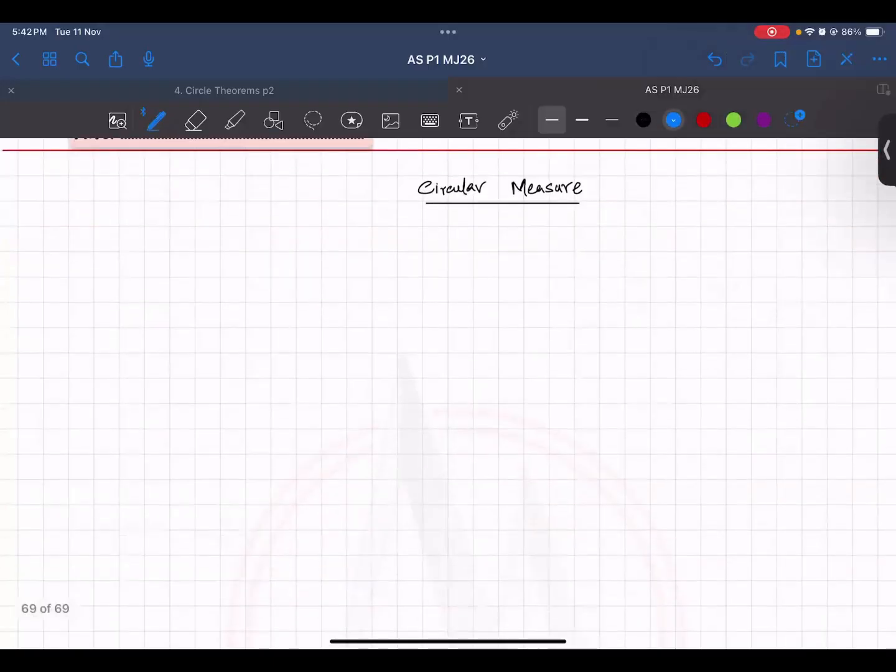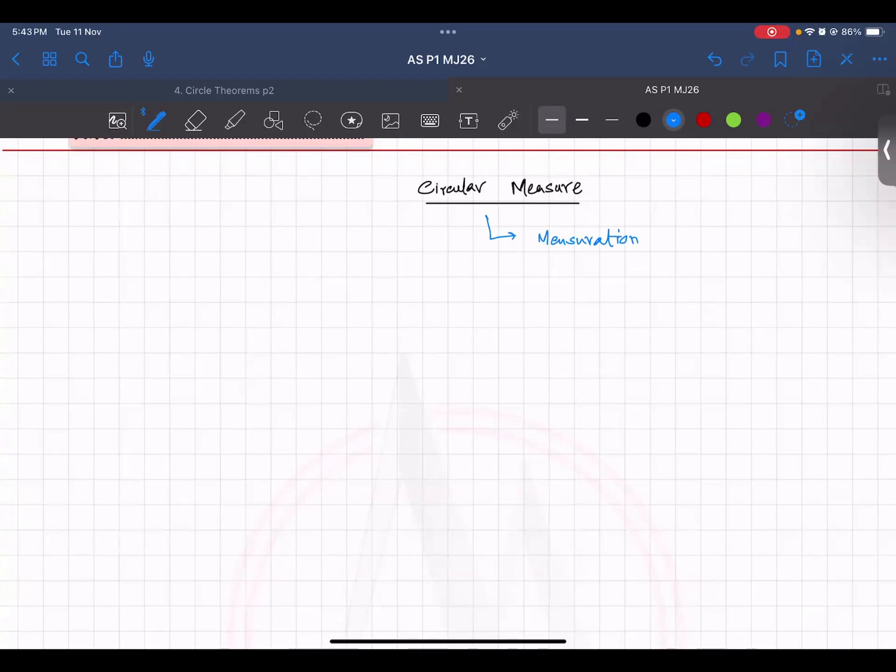Okay, so starting a new topic now, circular measure. A little bit, this is related to mensuration. The topic of mensuration you did in your O level, IGCSE. What was in mensuration? Finding the area, perimeter, surface area. The 3D figures are not relevant right now over here.